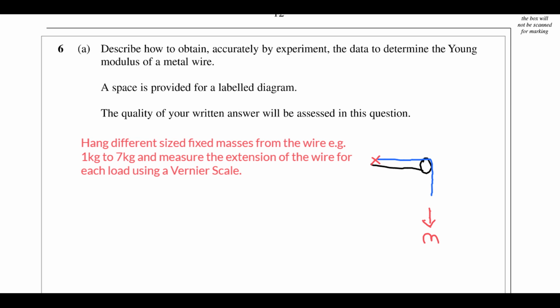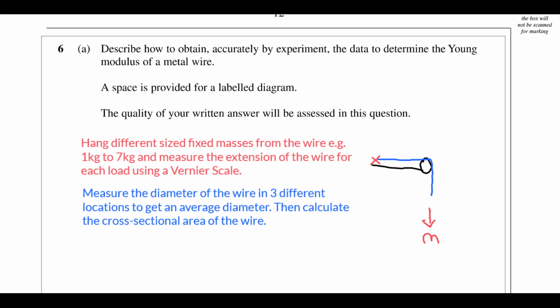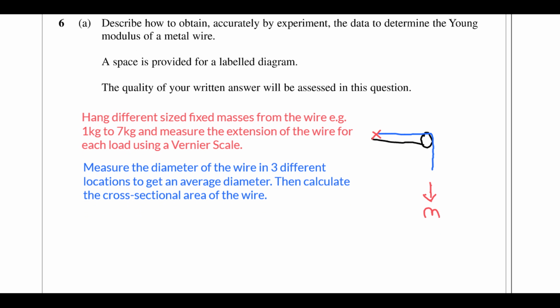And what you're going to do is measure the extension using a vernier scale. That would be an appropriate mechanism to measure extension with. Okay, so that's one set of measurements we need to do. Then we need to think about how we can get the cross-sectional area as well. For that, we'd need a micrometer. That's the other set of measurements we're going to need to take. So that's the general principle.